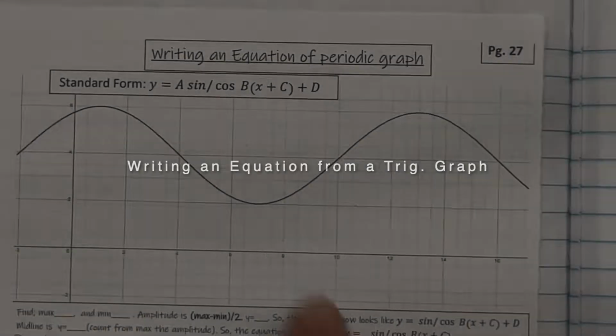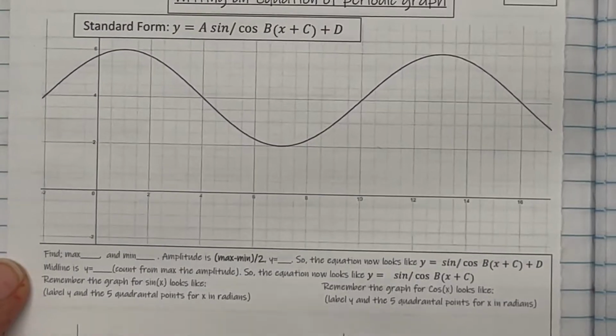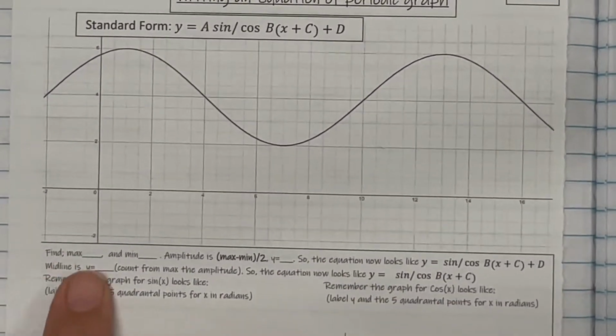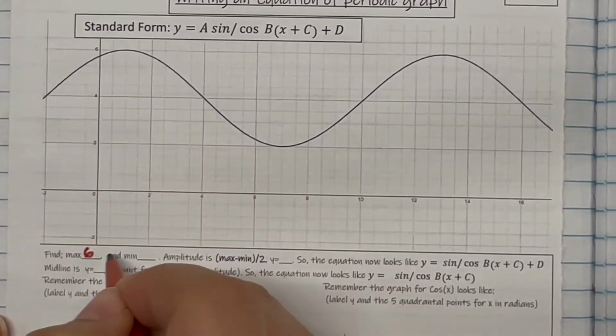So let's take a look at writing an equation from a trig graph. Okay, so again, this is what the formula should look like in standard form. This is a graph, and these are going to be the steps. So you need to find your max. Your maximum right there is going to be 6. Your minimum is going to be 2.